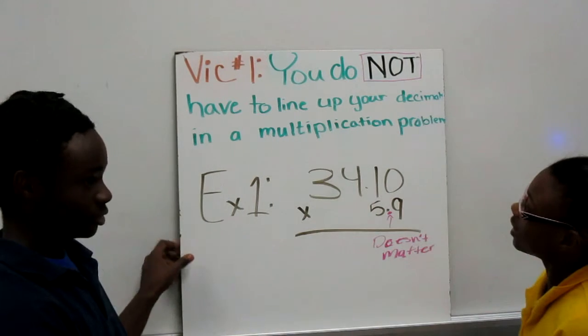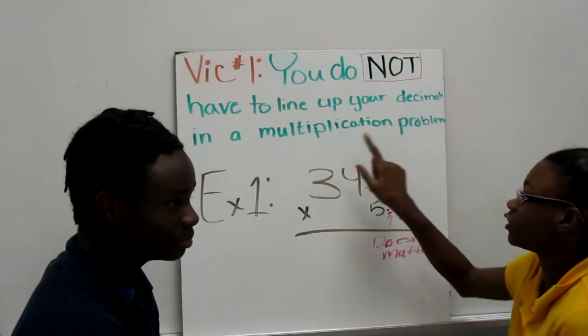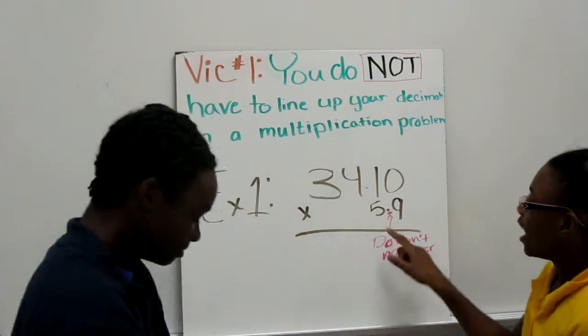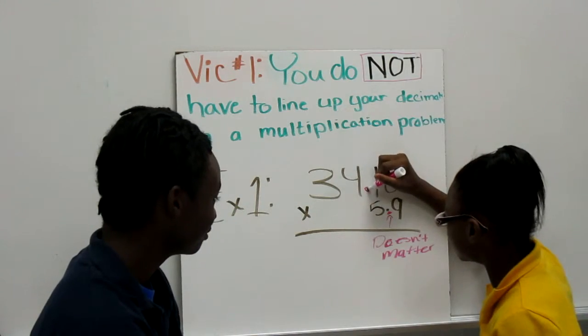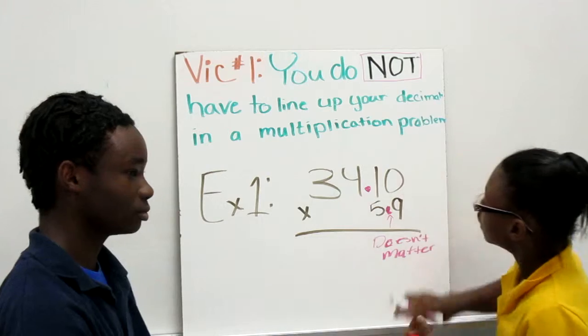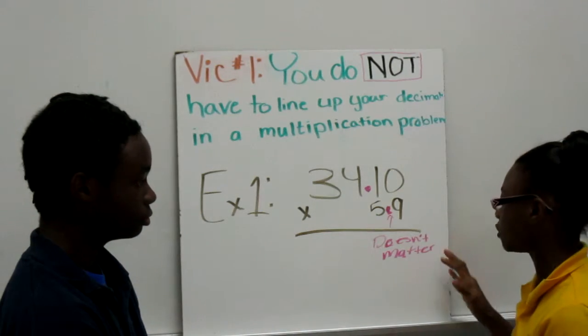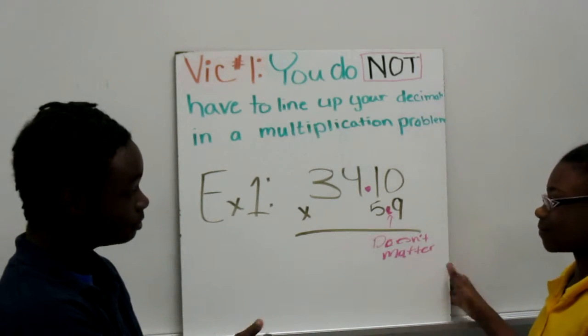So on pick number 1, it says you do not have to line up your decimals in a multiplication problem. So example number 1. Here's my problem right here, and here are my decimals. So when it says you do not necessarily have to line up your decimals, that really doesn't matter. Can we just solve this problem?